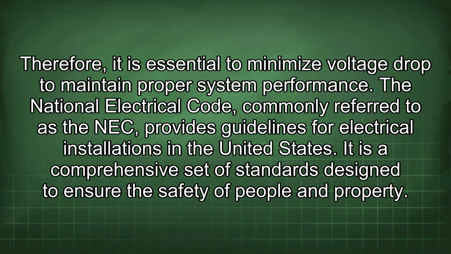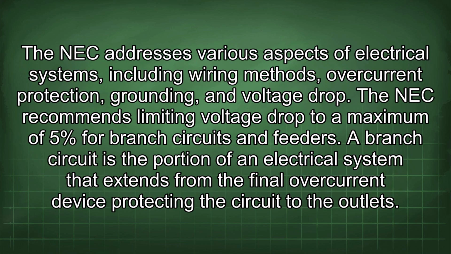The National Electrical Code, commonly referred to as the NEC, provides guidelines for electrical installations in the United States. It is a comprehensive set of standards designed to ensure the safety of people and property. The NEC addresses various aspects of electrical systems, including wiring methods, overcurrent protection, grounding, and voltage drop. The NEC recommends limiting voltage drop to a maximum of 5% for branch circuits and feeders.